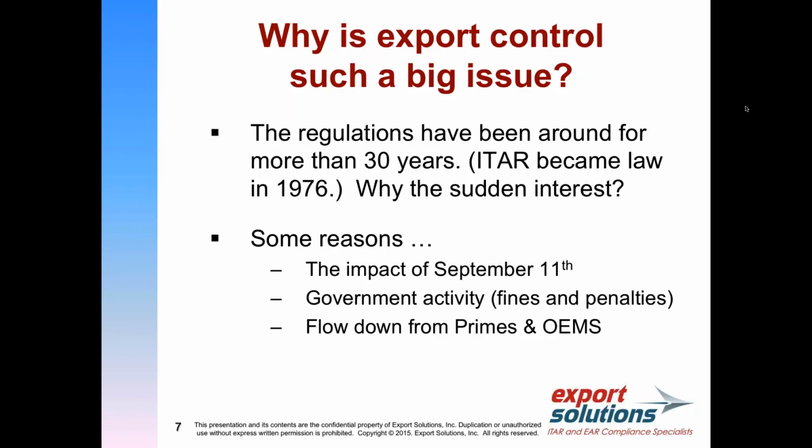Of course, the government does impose fines and penalties. We'll talk about those in a few slides from now. The ITAR and EAR requirements, any kind of export compliance requirements, are mandatory flow downs from prime contractors and OEMs. If you have a U.S. government contract, it's certainly going to have ITAR and EAR clauses in it, and they are mandatory flow downs.